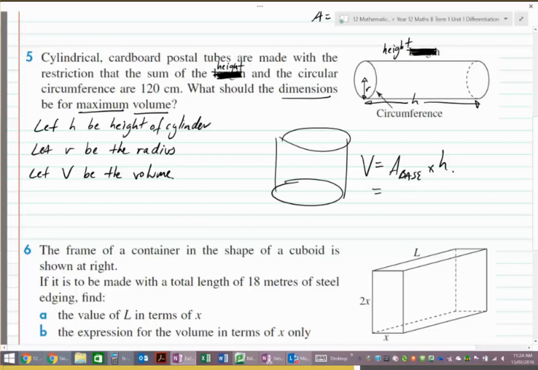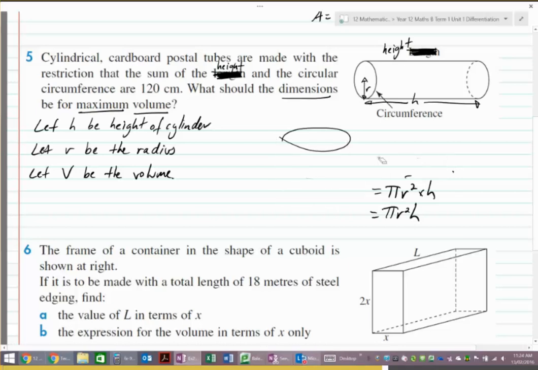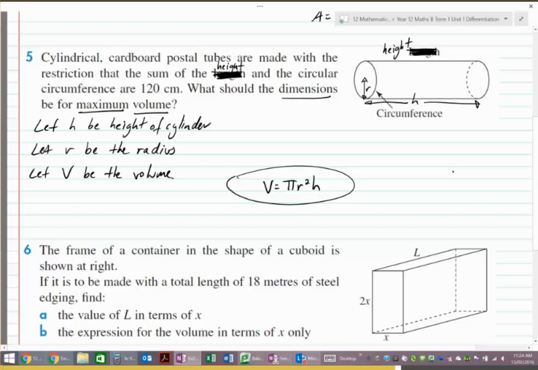Okay, in this scenario, the area of my base is the area of a circle, which is 2 pi r. I should say no, it's pi r squared. Okay, area of base is pi r squared times the height. Since it's multiplication, we don't need to write the multiply sign between them, we can just put all the variables together. So I know my formula for volume is pi r squared h. If only I could optimize this already, but I can't because I've got r's and h's everywhere.